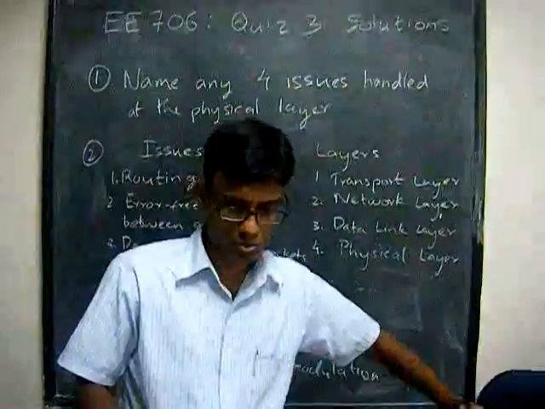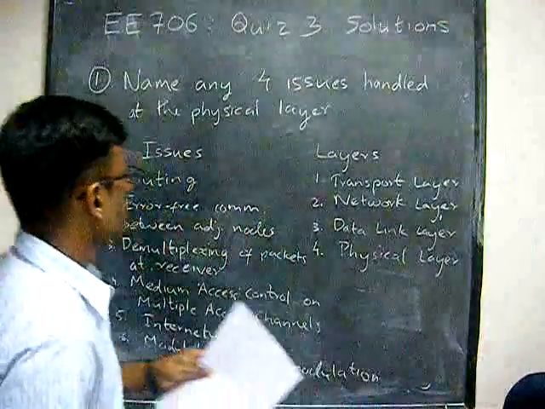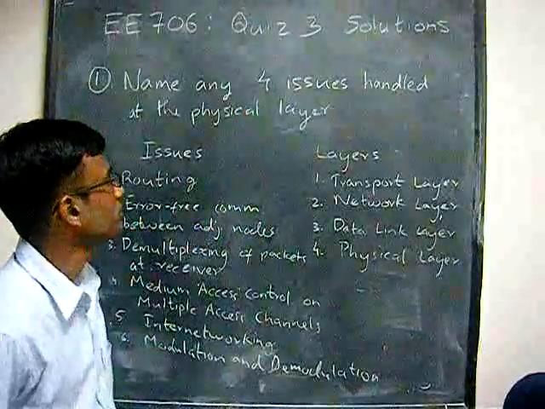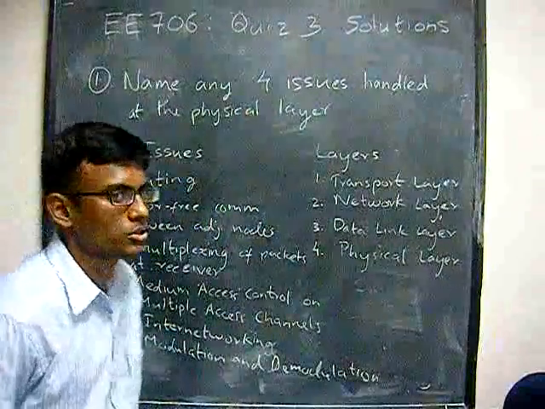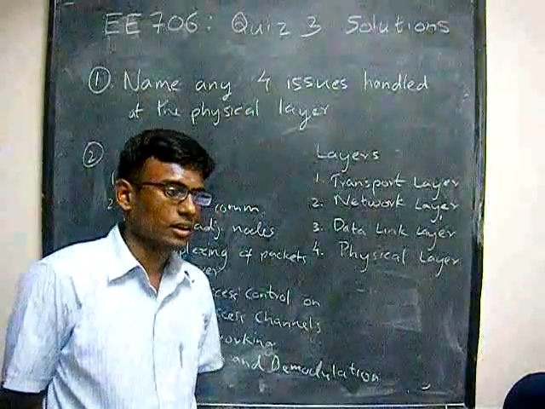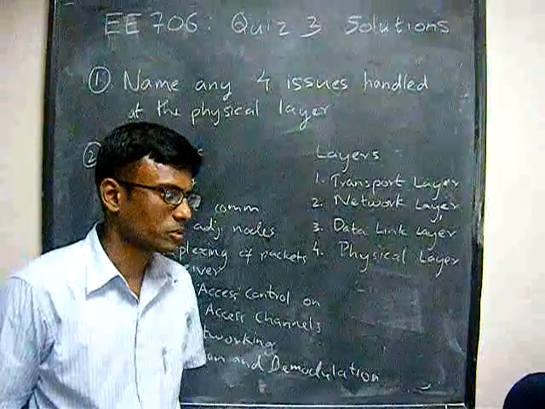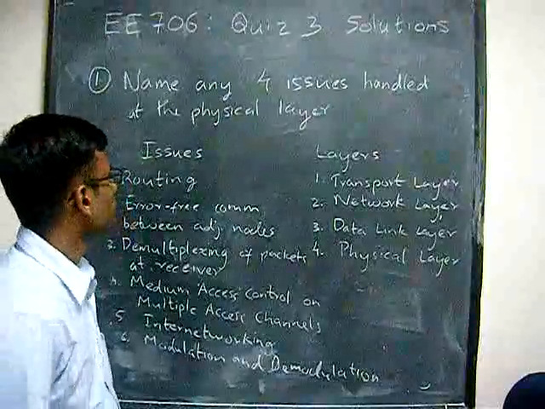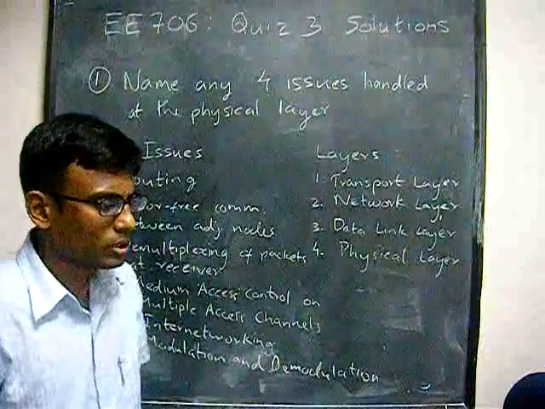Giving the solutions to quiz 3. So the first question was: name any 4 issues handled at the physical layer. This question was just to see how much of what I explained about the physical layer you were able to grasp. Most of you gave reasonable answers.